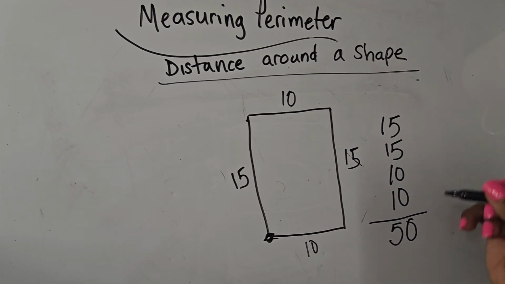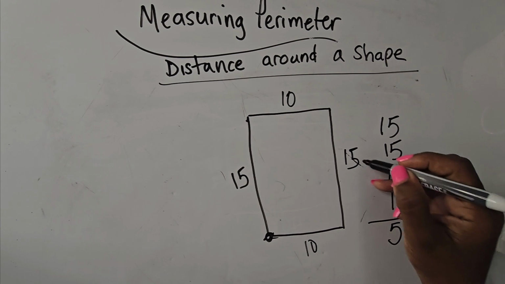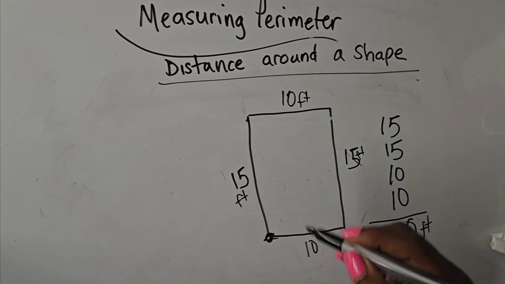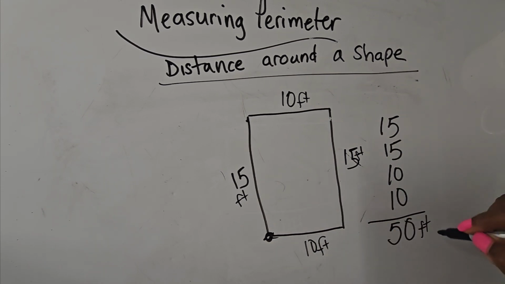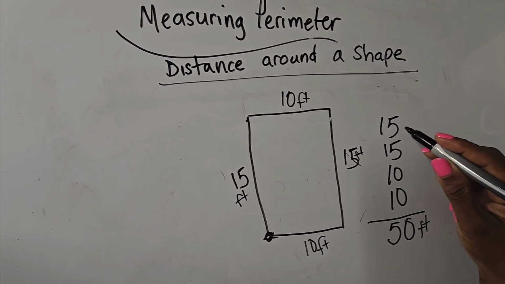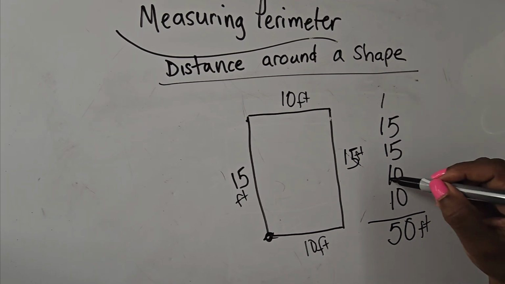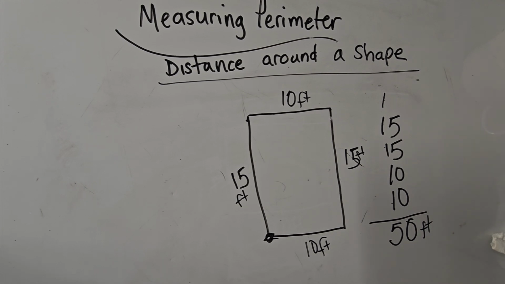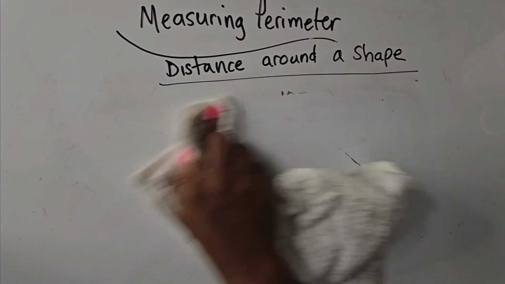Or if you're dealing with a youngster, feet, I didn't put my feet. You could put feet, you could put yards, you could put inches. Doesn't matter what unit, but you have to be consistent in your response. 5 plus 5 is 10. Put the 0 down, carry the 1. 1, 2, 3, 4, and 5. 50 feet. Yay.